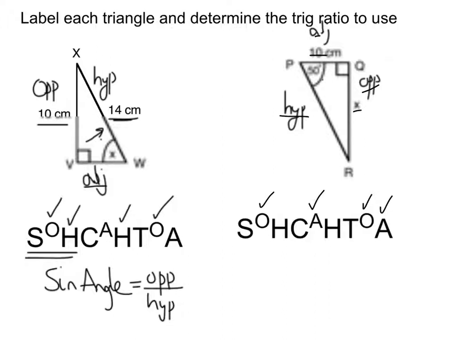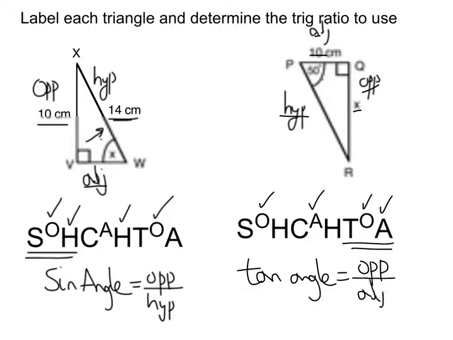Then I pick the ratio which has 2 ticks next to it. So the SOH only has one, the O. The CAH only has the A, but the TOA has both the O and the A ticked. So I'm going to pick this one, and if you remember, that means that tan angle is equal to op, because that was on top, over adj, and that's my answer.